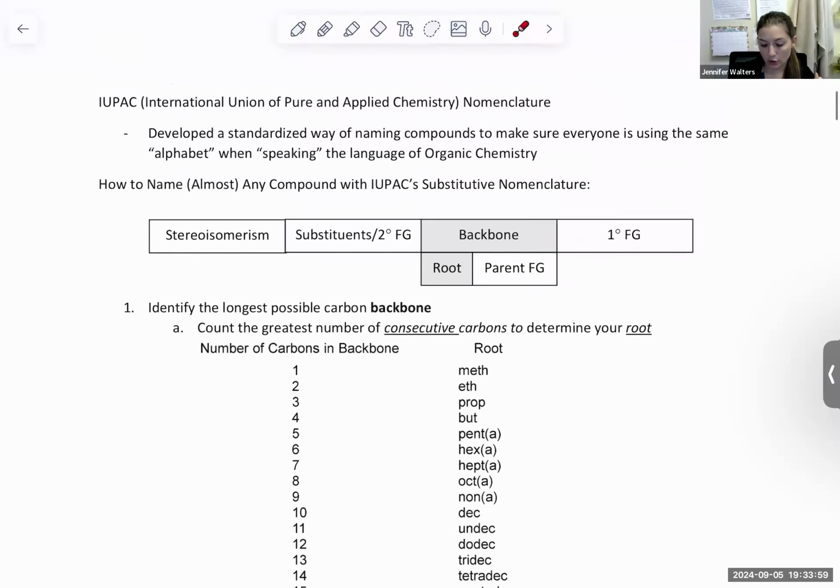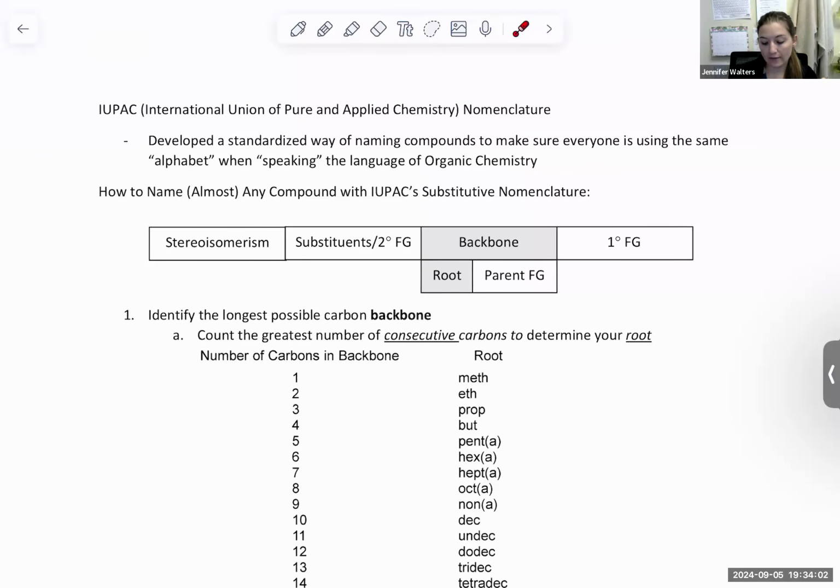So to name our molecule, our names are always going to have this general setup where our backbone is made up of a root and a parent functional group. Our primary functional groups, there will only be one and only one primary functional group ever. And sometimes there might not be any. There might be 0 primary functional groups. Every other functional group would then become a secondary functional group. And all of our substituents, which are going to be like hydrocarbons and halogens, those will be substituents and they would come out front. And then our stereochemistry would come all the way out front.